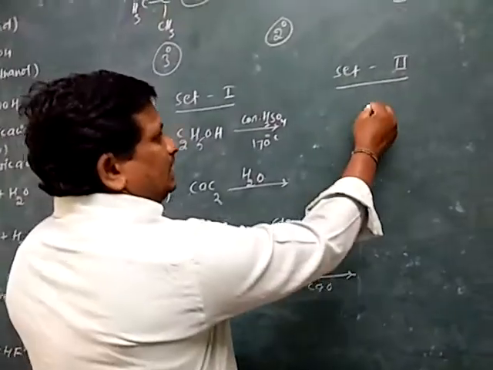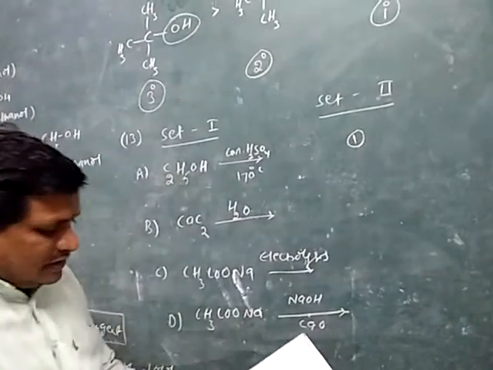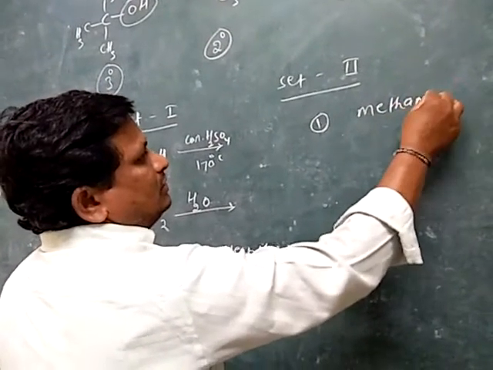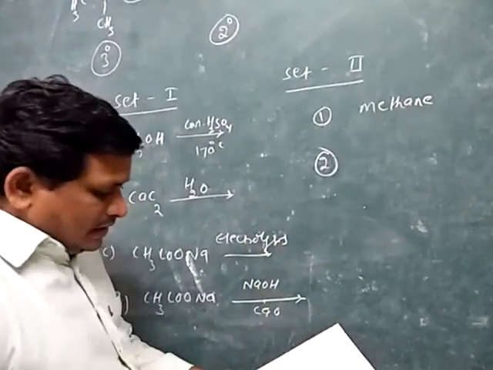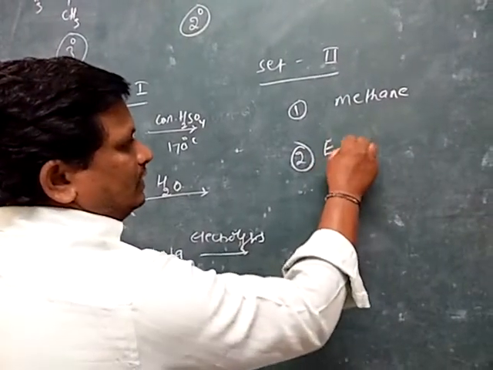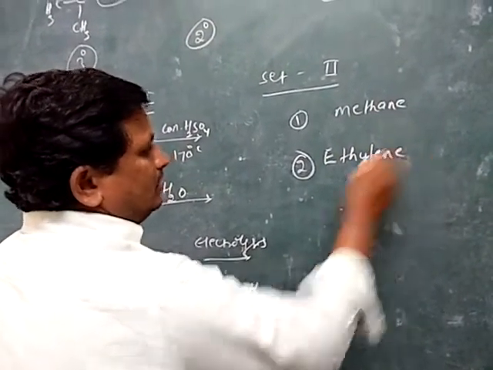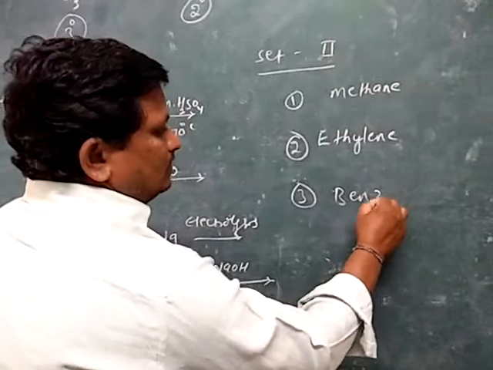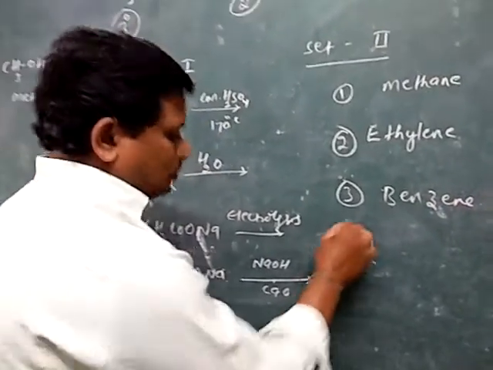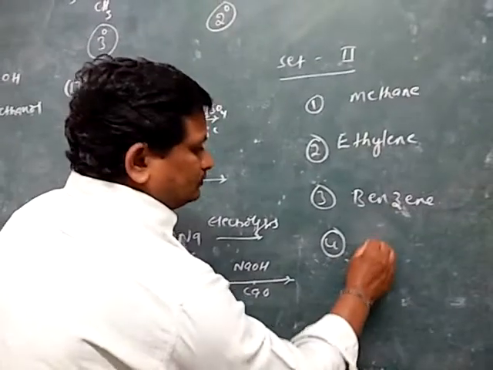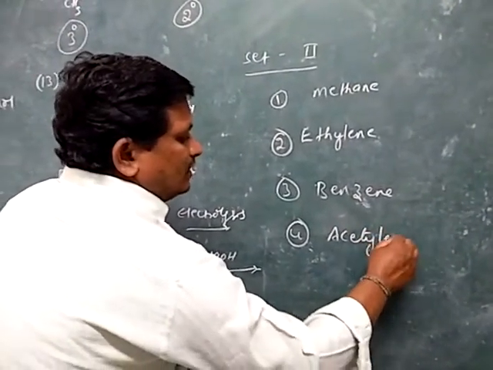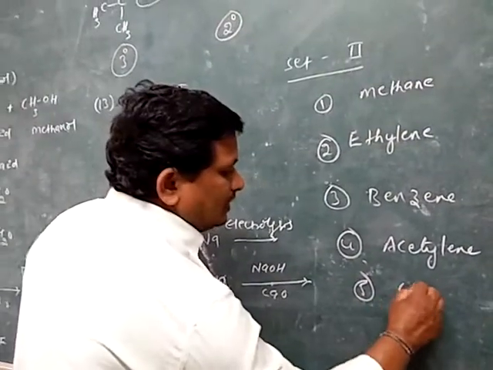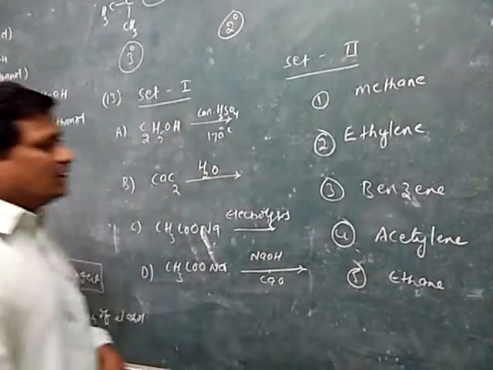So then set 2: the first one is methane. The second one is ethylene. The third one is benzene. And the fourth one is acetylene. And the fifth one is ethane. So these are the options.